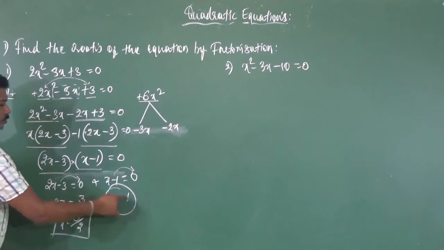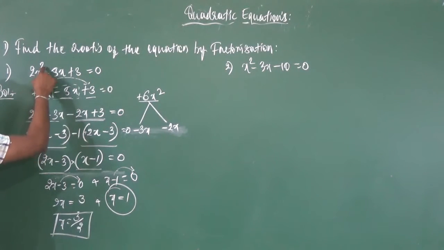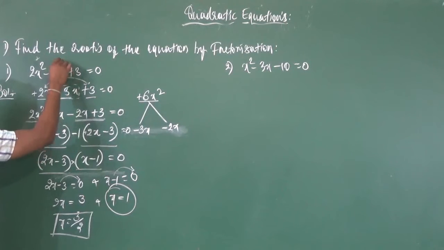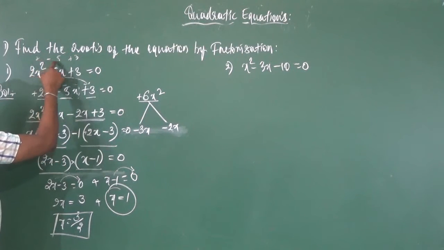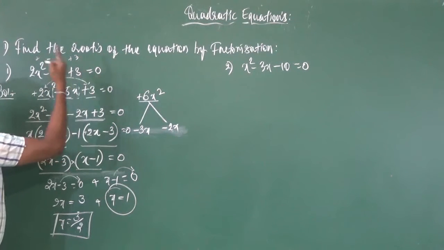For example, I will substitute 1. 2 into 1 square is 2. 5 into 1 is 5. 2 minus 5 and plus 3. So what is 2 minus 5? It is minus 3. Minus 3 plus 3 gets cancelled and it is equal to 0.